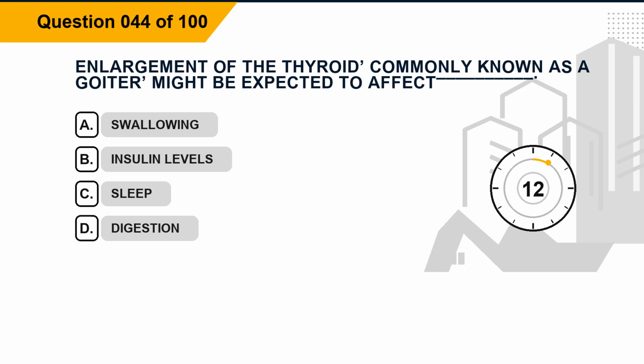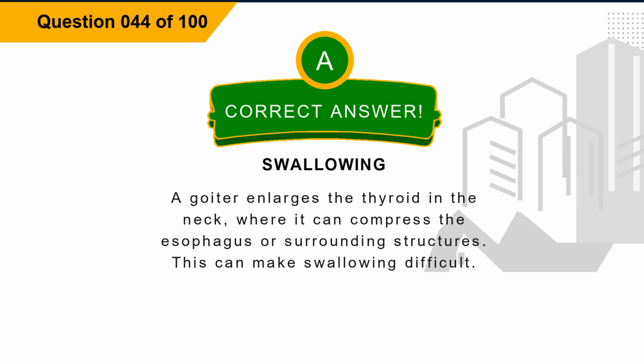Question 44. Enlargement of the thyroid, commonly known as a goiter, might be expected to affect blank. Option A, swallowing. Option B, insulin levels. Option C, sleep. Option D, digestion. The correct answer is option A, swallowing. Explanation: a goiter enlarges the thyroid in the neck, where it can compress the esophagus or surrounding structures. This can make swallowing difficult.